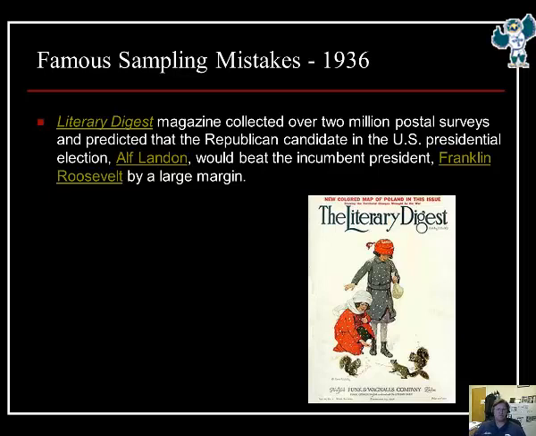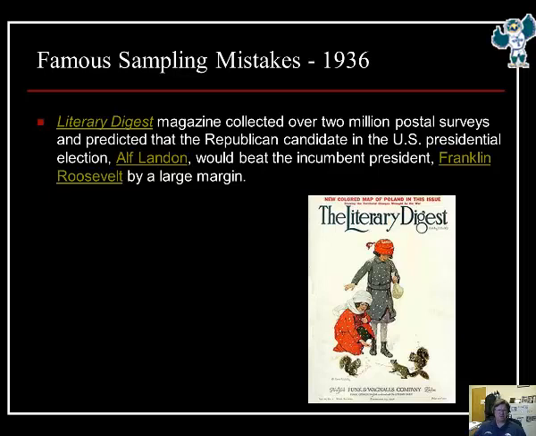Here's the second one. In 1936, the Literary Digest magazine collected over 2 million postal surveys, which is a huge sample size, huge, and predicted that the Republican candidate in the US presidential election, Alf Landon, would beat the incumbent president Franklin Roosevelt by a large margin. Well, as you probably know, that did not happen. Roosevelt won. So what happened?